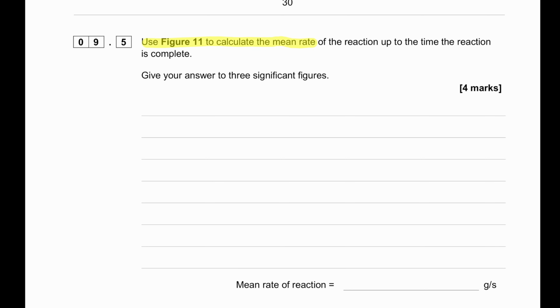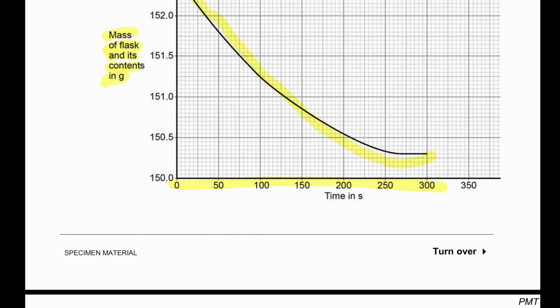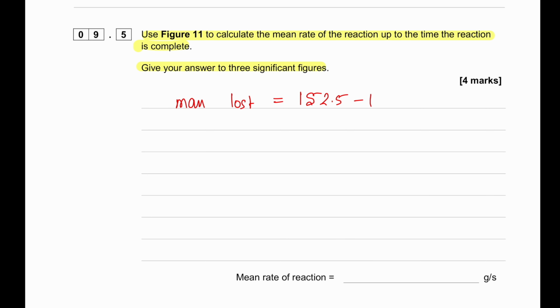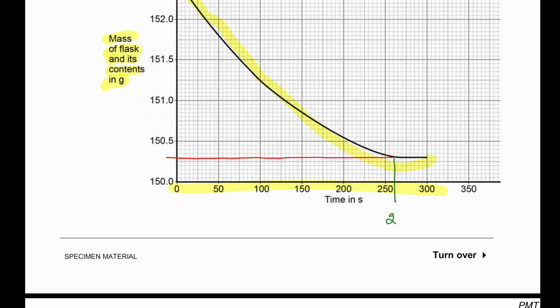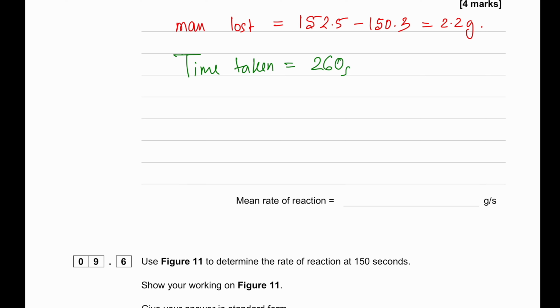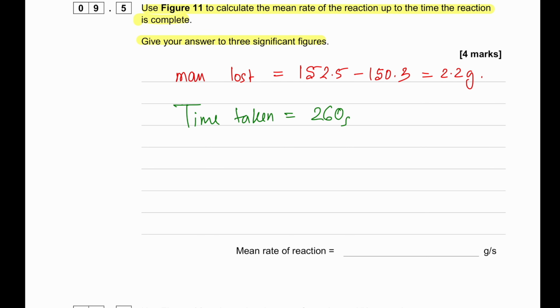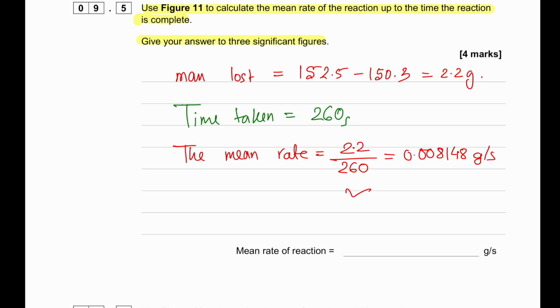Use figure 11 to calculate the mean rate of the reaction up to the time the reaction is complete. Give your answer to 3 significant figures. Okay. So first of all, what is the mass lost in total? We'll have to find that out. And then we're going to find the amount of time taken for the reaction to complete. Then we're going to divide the mass lost by the time it takes. The answer will be in decimal form. And then from there, we're going to give the answer to 3 significant figures. Any zeros right after the decimal point are not considered significant figures. So wherever the numbering starts, it will start from there. From there, we will count 3 significant figures.